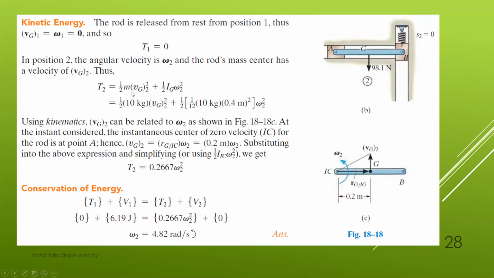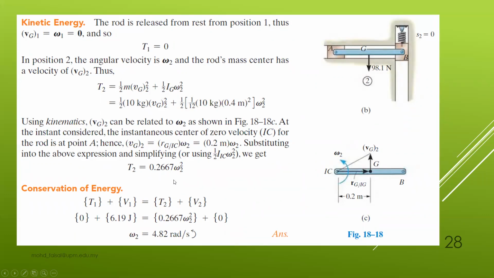Then you need to calculate, because this first part here is due to the translation, and this one is due to the rotation. So this particular rod would experience general motion, both translation and rotation at the same time. You need to use the kinematics so that you can get this particular equation.